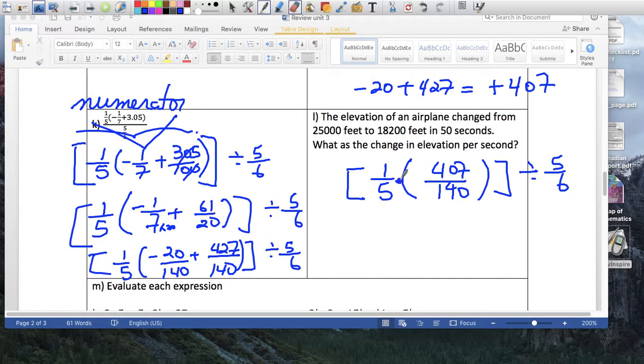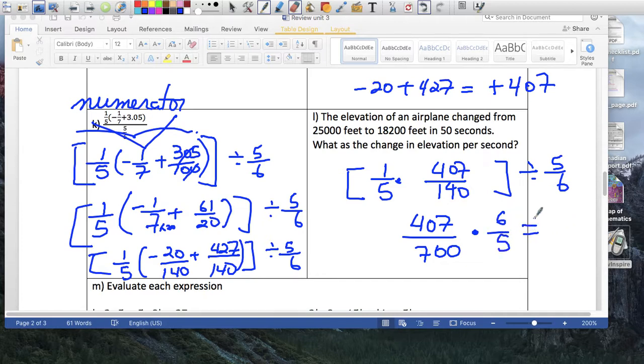Now, remember, this is a multiplication. Can I simplify anything? No, it doesn't look like it. 1 times 407 is 407. Actually, what I should have done is remove the parentheses. Okay, once that can be removed, because I don't need them anymore, there's nothing inside the parentheses. So I have 1/5 times 407 over 140. 5 times 140 is 700. I have a feeling I did something wrong. 5 times 0, 5 times 4 is 20, equals 700. And then divide this, but let's just take a step, and divide that, or times that, 6 over 5.